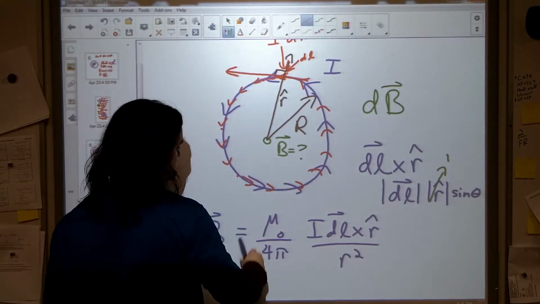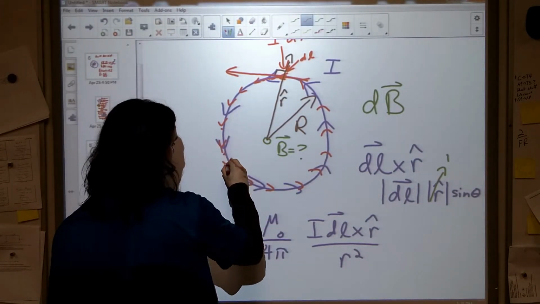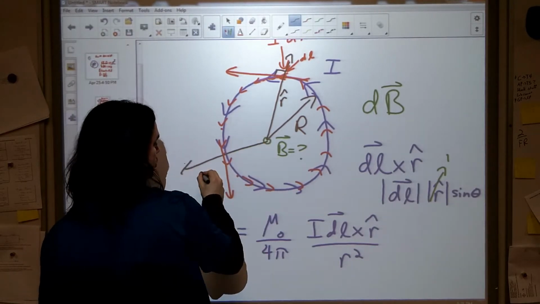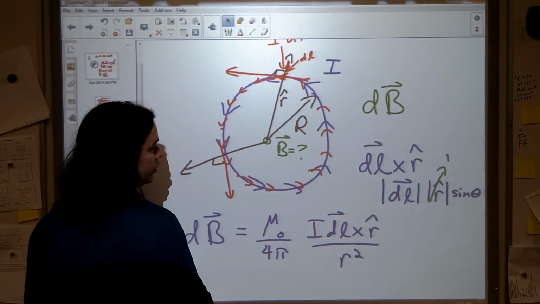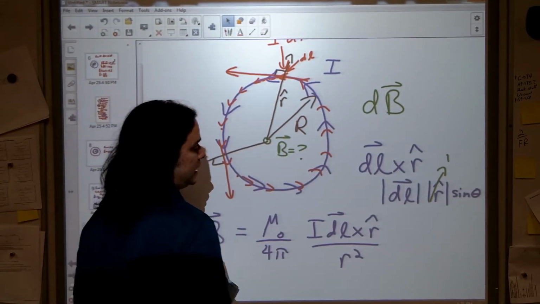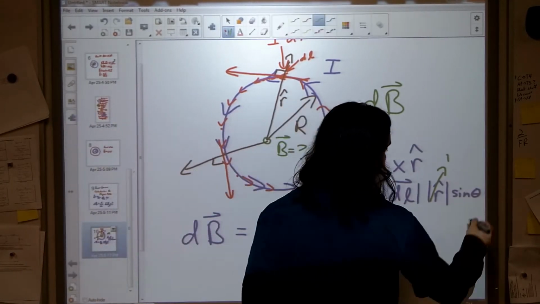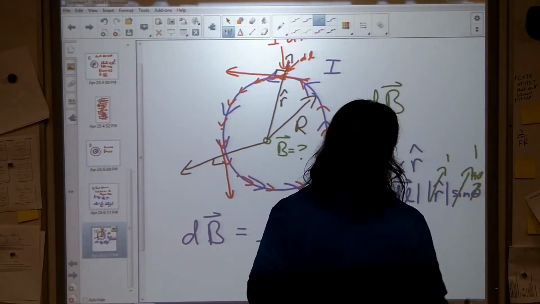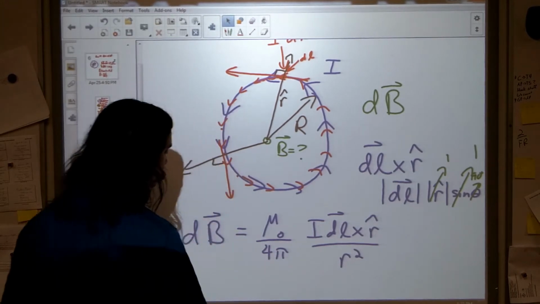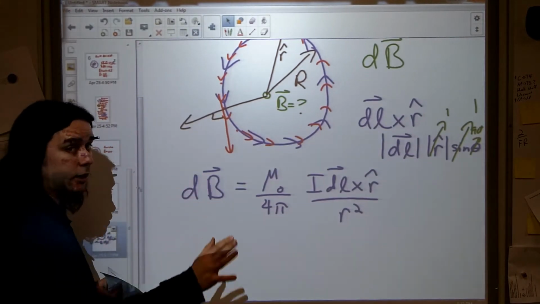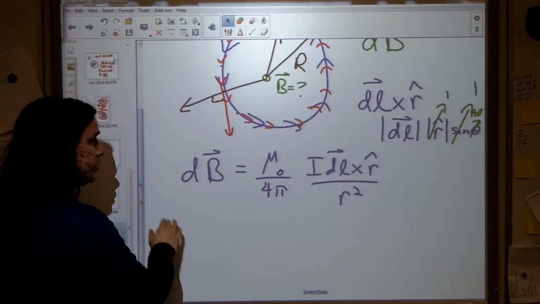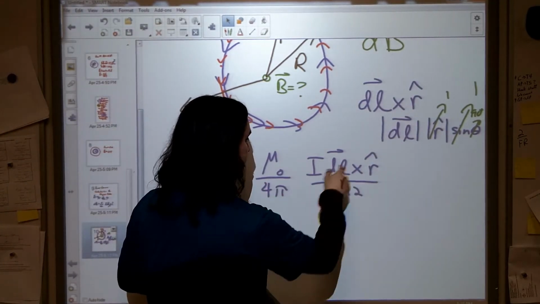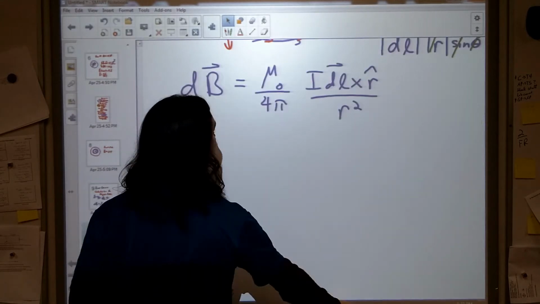If I look at a different dl over here, it would also point tangentially to the surface, and the radial vector would point out like this. We still end up with 90 degrees. Because of the symmetry that I've set up, my angle at all points is 90 degrees, and sine of 90 degrees is, hey, look at that, also 1. So for this problem, not saying all problems will end up like this, but for this problem, because of our directions involved, I can actually eliminate the cross product, and this whole side goes to just 1.